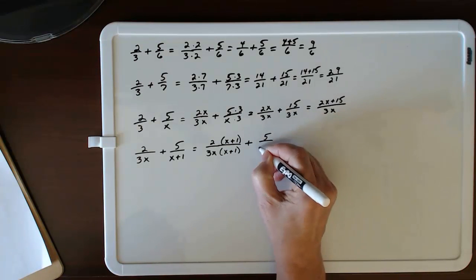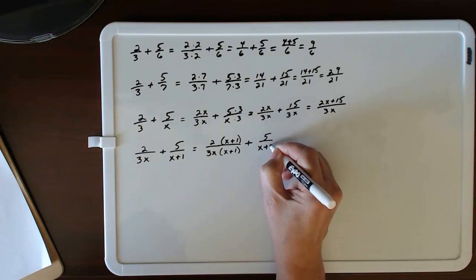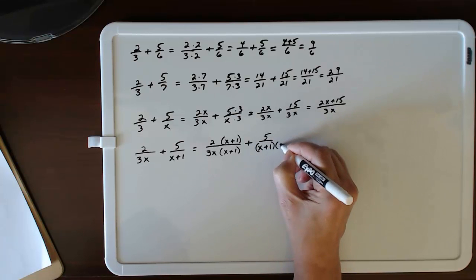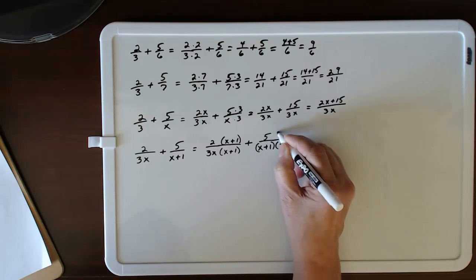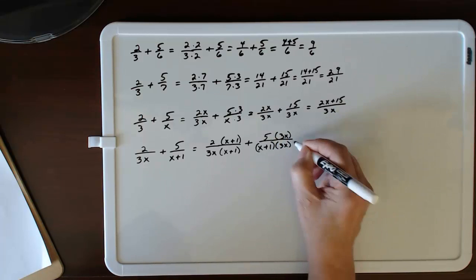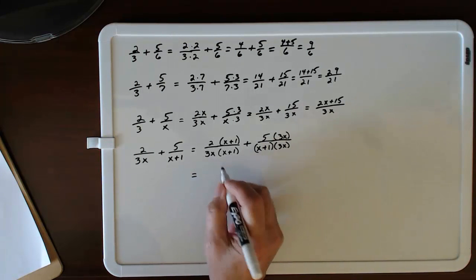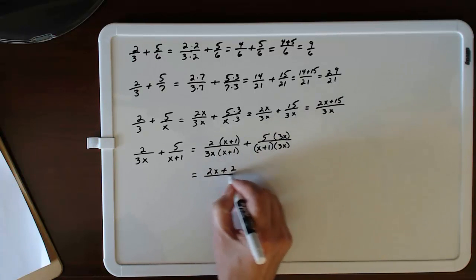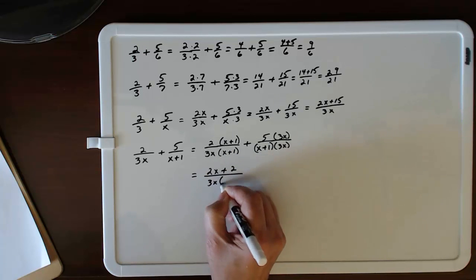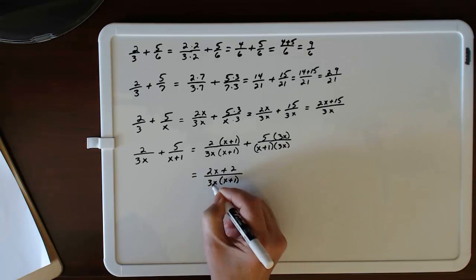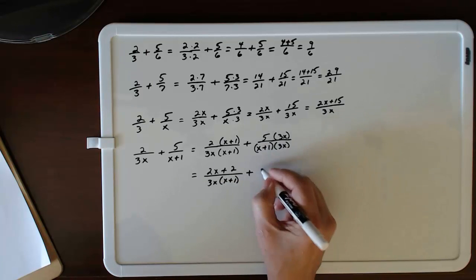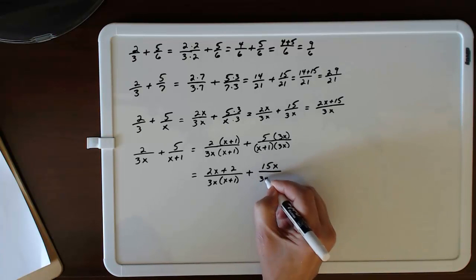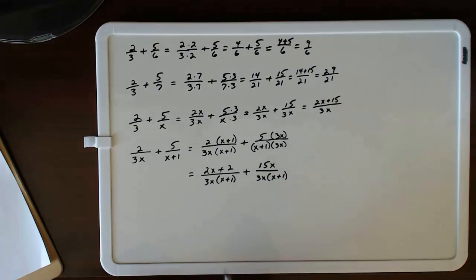5 over x plus 1. We have to multiply this denominator by 3x. So we also have to multiply the numerator by 3x. This equals 2 times x is 2x plus 2 times 1 is 2 over 3x times x plus 1. We want to leave this in factored form. Plus 3 times 5 is 15x over, we can move the 3x to the front, 3x times x plus 1.